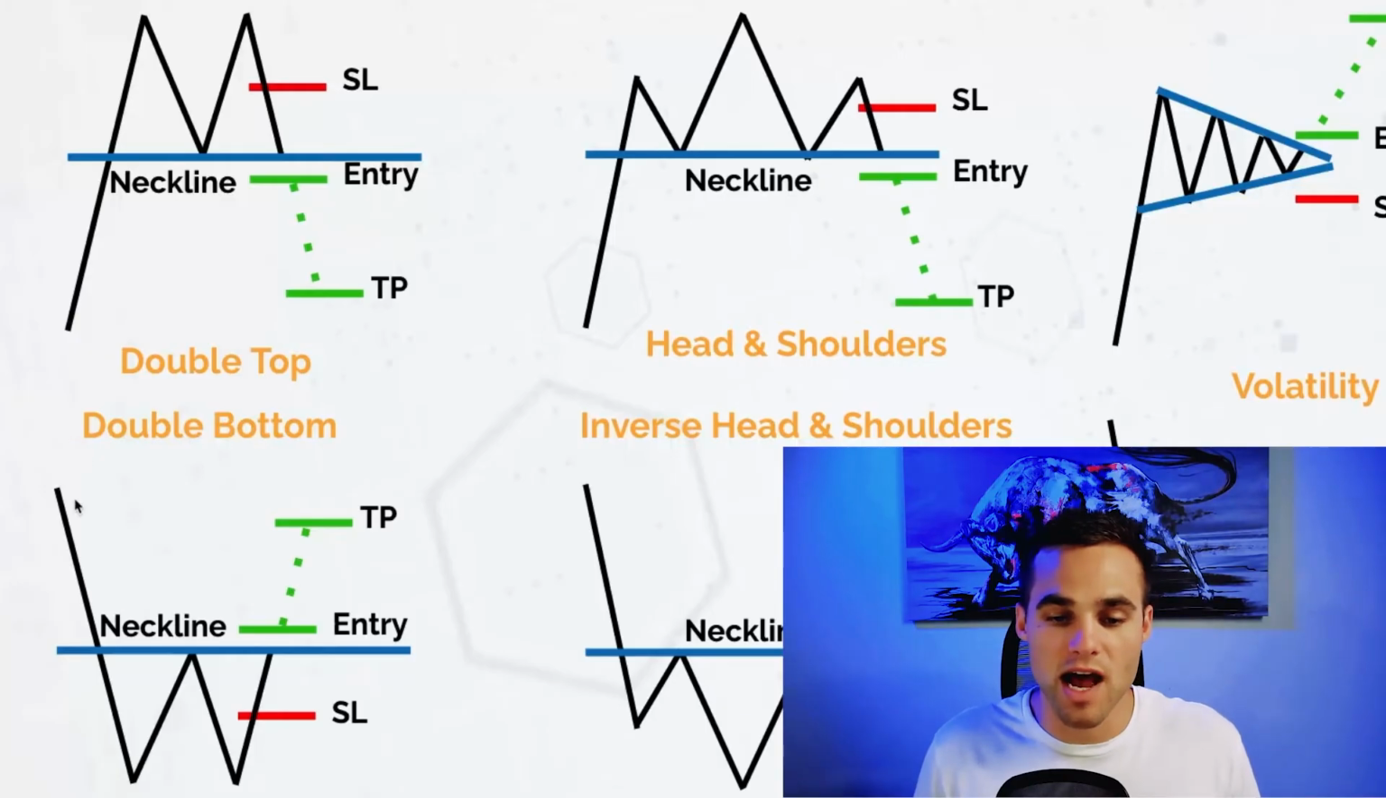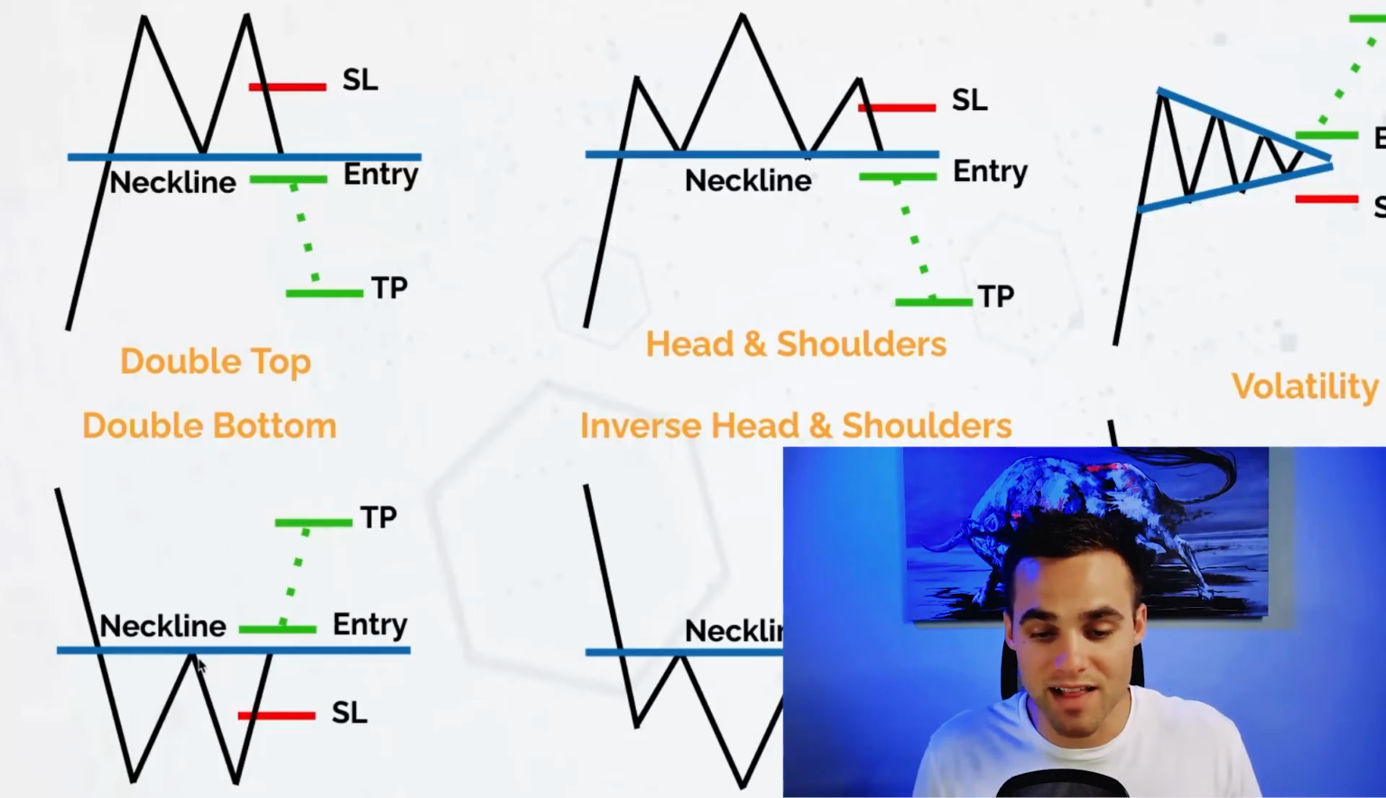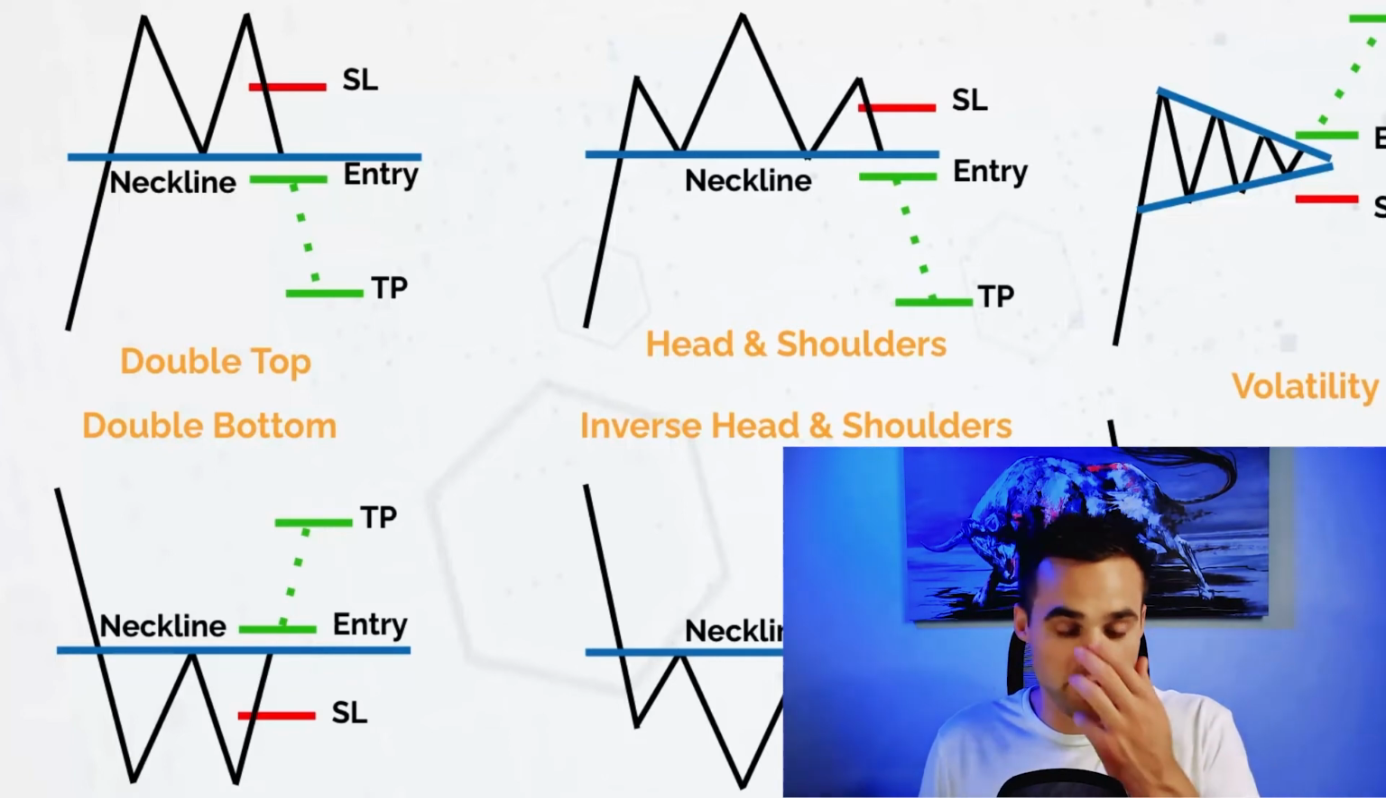Now, double bottom is just the opposite, right? It's basically saying that it comes down here, price was rejected from this price right here, comes on up to this neckline, comes back down to retest this level right here, and it rejects again. So we know that this is an area where price doesn't want to go right now. So you basically enter right around this neckline, you put your take profit somewhere up here and your stop loss somewhere below the neckline, or if you want to be extra safe, below the structure here, below the double bottom, or in this case, you could put it above the double top.